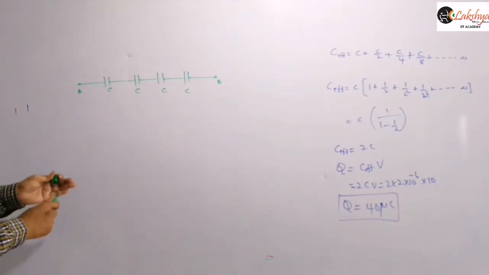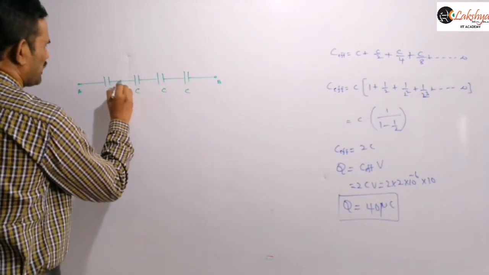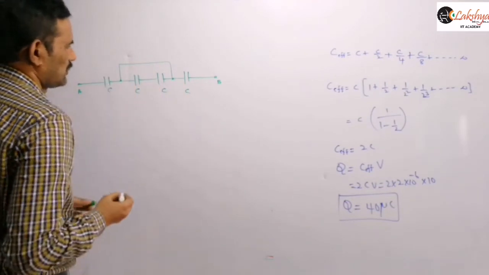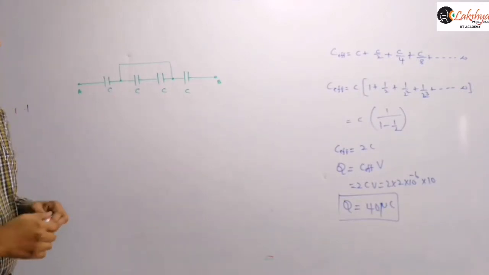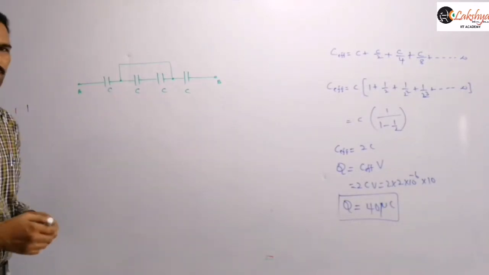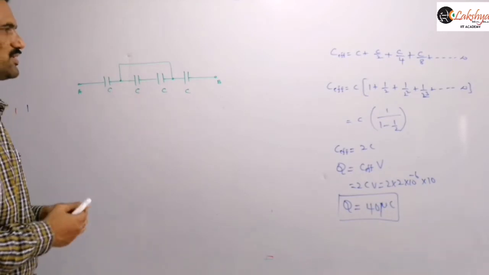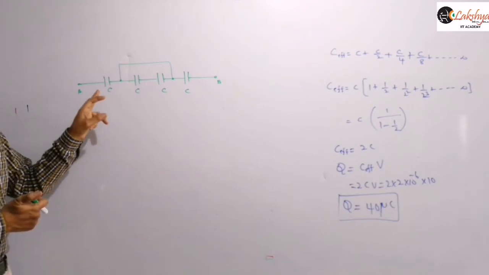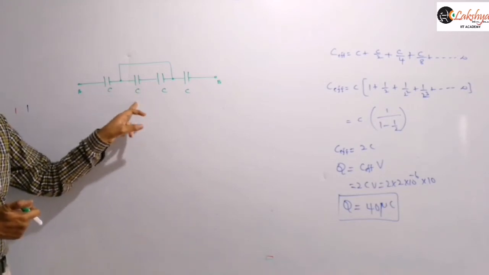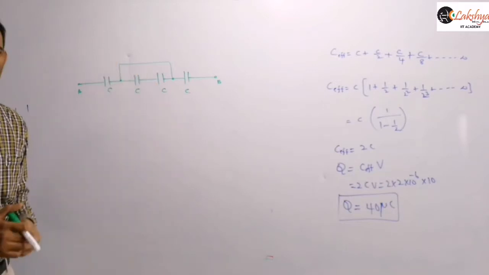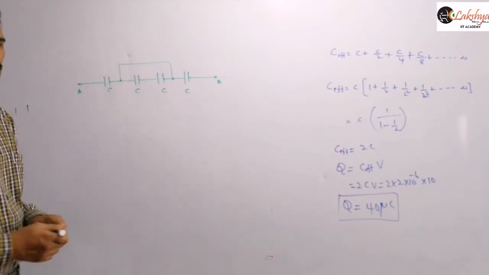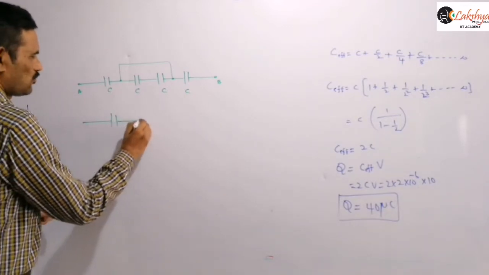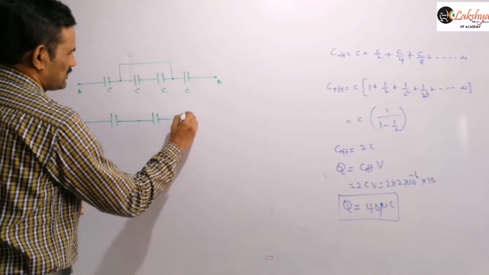Now suppose here I am connecting a conducting wire like this. Now we need to write the effective capacitance of this combination. You can observe clearly that these two capacitors are now short circuited because the potential difference across them will be equal to 0, right? So you can redraw the circuit like this. You will get more clarity if I redraw the circuit.